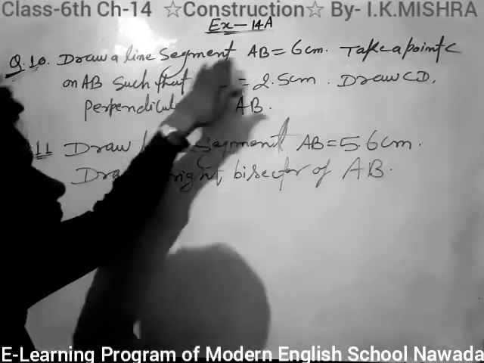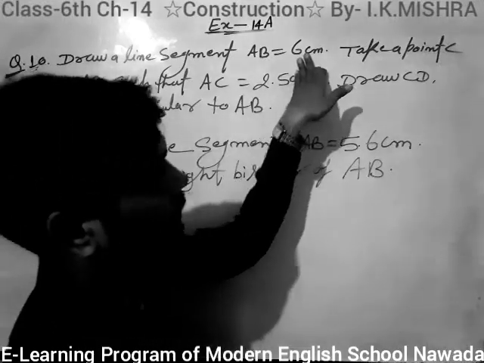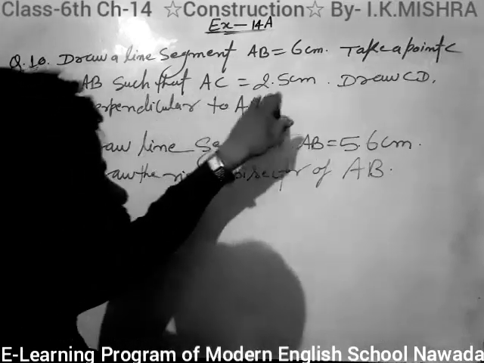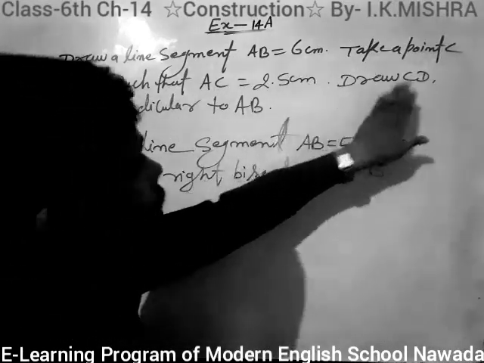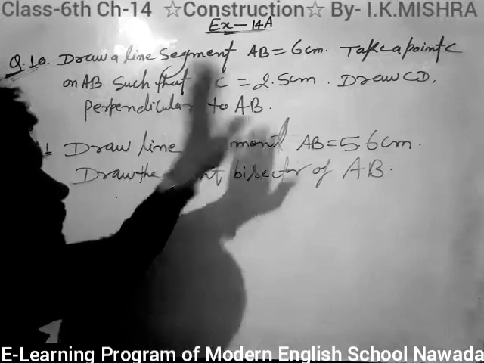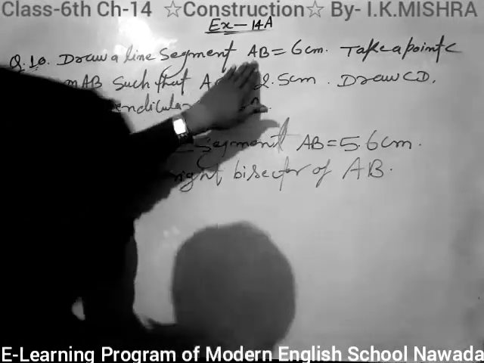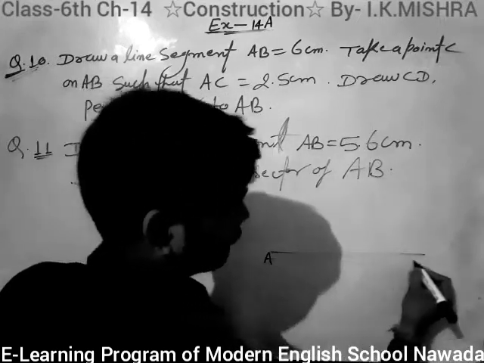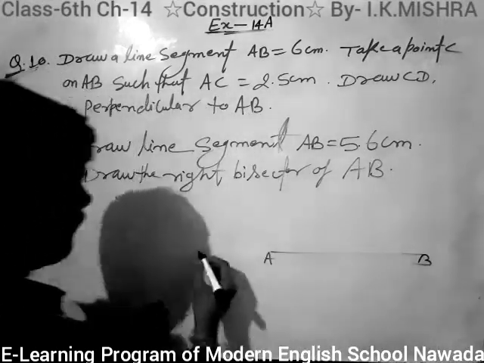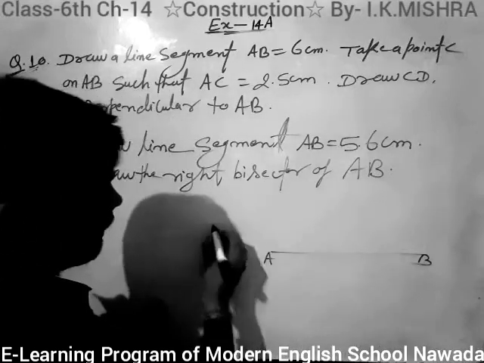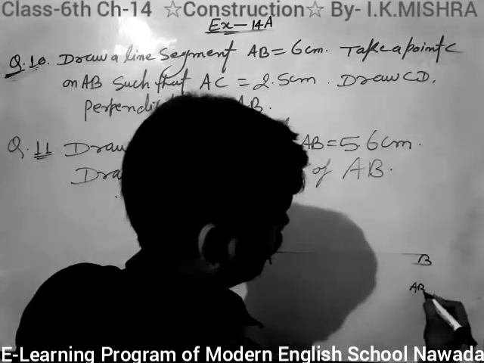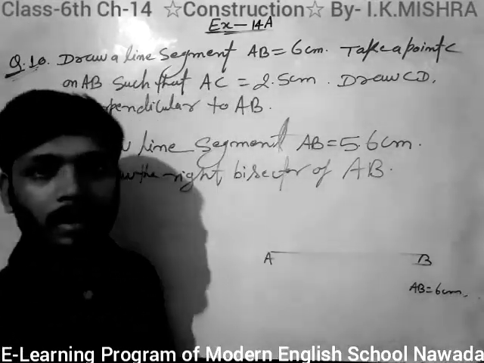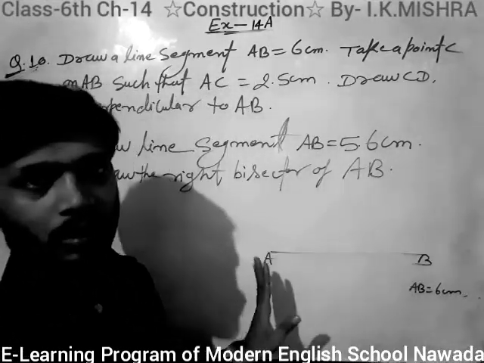Question number 10. Draw a line segment AB equal to 6 cm. Take a point C on AB such that AC equals 2.5 cm and draw CD perpendicular to AB. First of all, students, draw a line segment AB equal to 6 cm.